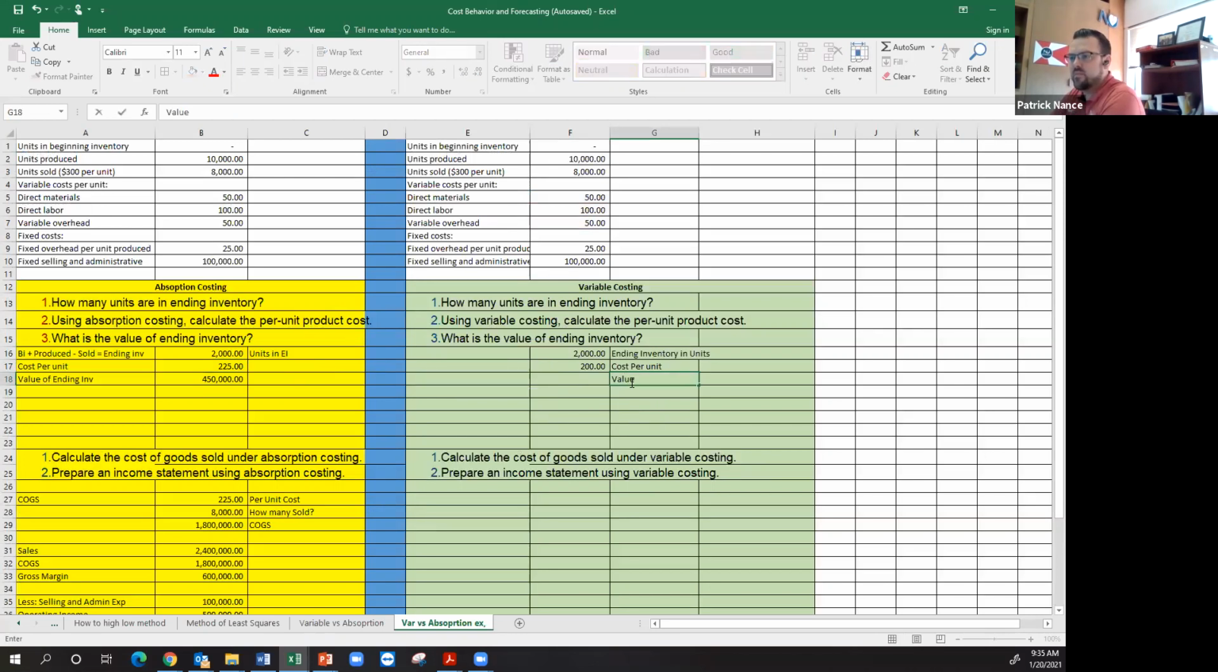So my value of my ending inventory is 2,000 times 200, which is $400,000. So I've got a difference there of $50,000 for the value of my ending inventory.